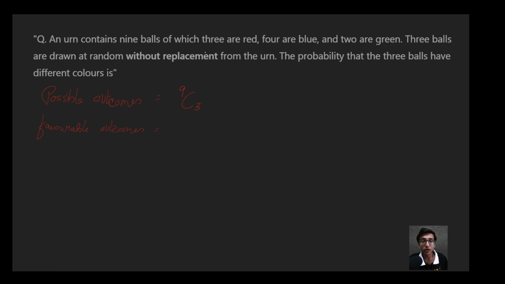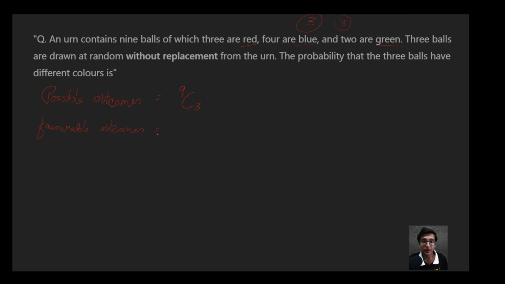For favorable outcomes, what have they told us? That 3 balls are drawn at random. What is the probability that the 3 balls have different colors? And how many colors are there in total? Red, blue and green. So there are 3 colors, and we have to draw 3 balls which are all of different color. That means I have to draw 1 ball from each and every color.